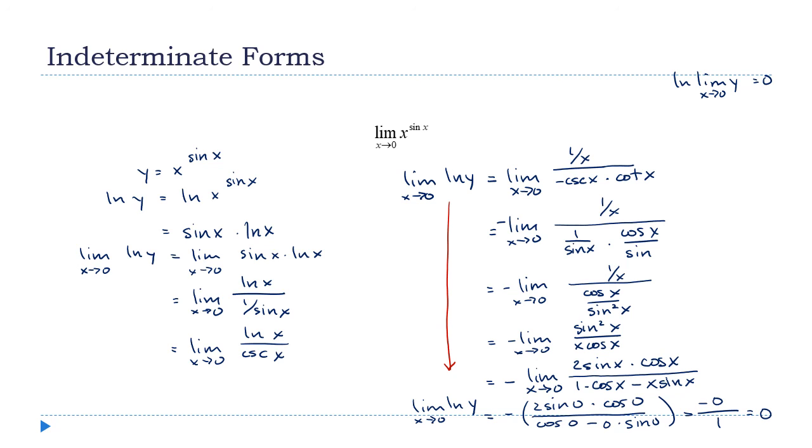Now convert this to an exponential equation, the exponential version. e to the 0 equals the limit as x approaches 0 of y. y is just my original function, x to the sine of x. So the limit as x approaches 0 of x to the sine of x equals e to the 0, which is 1. That's going to be our final answer.